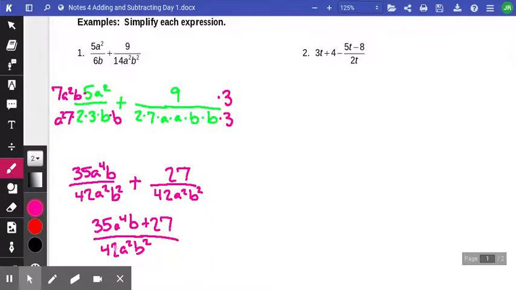All right, so now that I have it written as a single fraction, I'm going to try to factor the numerator, see if anything can factor. So 35 and 27, are they both divisible by anything? And they do not have any common factors.